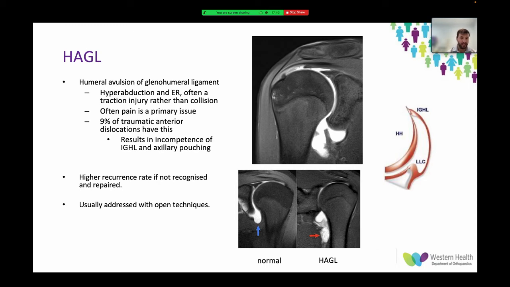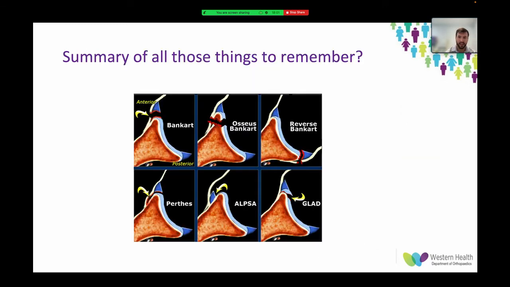Again, this is important to recognize because failing to address this will lead to higher recurrence rates from your operative outcomes. Usually, this would be addressed with open techniques. The figure at the bottom shows normal pouch, and the HAGL shows the clearly disrupted axillary pouch there. It comes off the humeral side. So this is just a nice little diagram explaining all those things, just for the juniors to refer to if you're wondering what it all means.